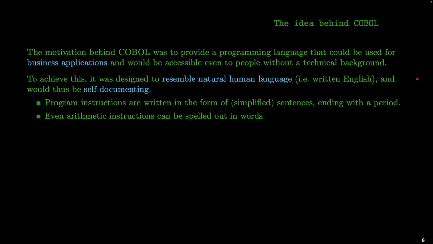So the program instructions are written in the form of sentences, of course, very simplified sentences, and are ended with a period. And even arithmetic instructions can be spelled out in words, which, well, personally I find absolutely appalling, but you can do it. Like instead of using a plus sign, you can write add. Instead of using a multiplication symbol, you can write multiply, and so on. It's pretty awkward, but COBOL also allows you to use normal mathematical symbols, so it's not that bad.